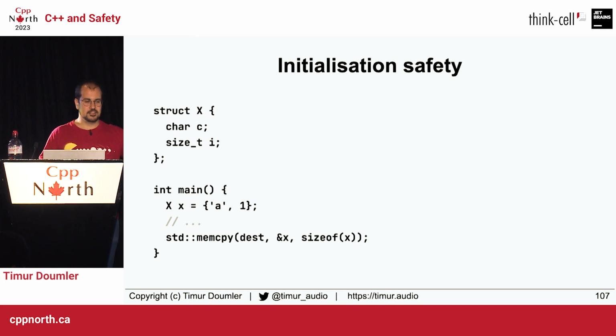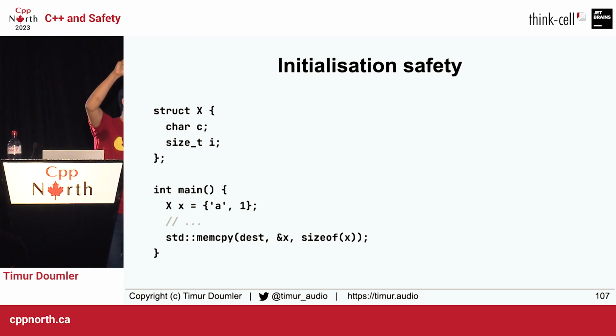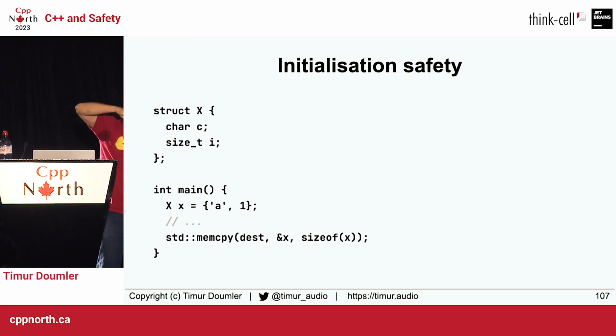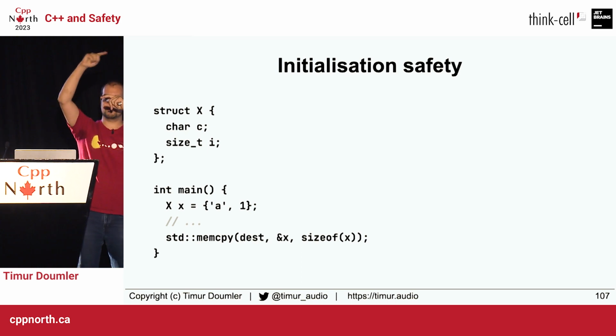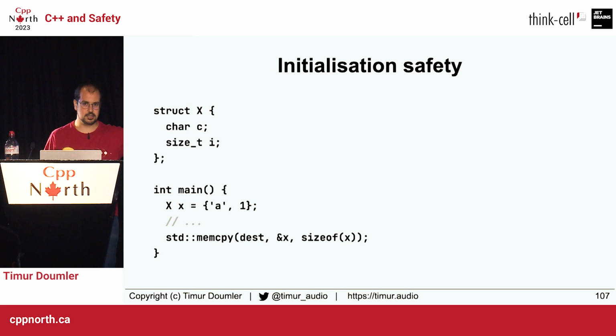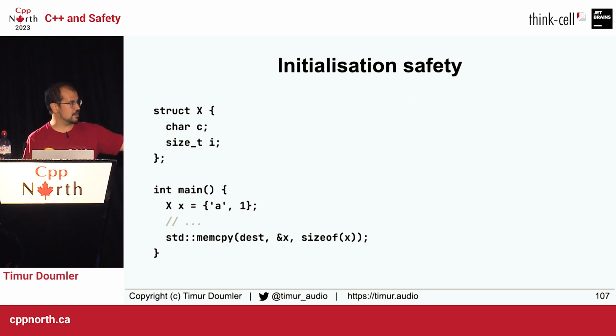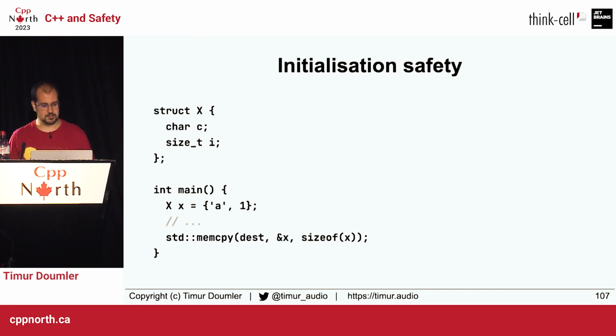So think about what the memory layout of that class is. You have a char, then you have a size_t, which must be aligned to 8 bytes, right? And then you have 7 padding bytes in between. And you didn't initialize those because aggregate initialization doesn't initialize padding bytes. Value initialization does. So you have uninitialized padding bytes, and then you're reading from them in this memcpy, right? That's undefined behavior. So this is how much of a problem this really is in C++.